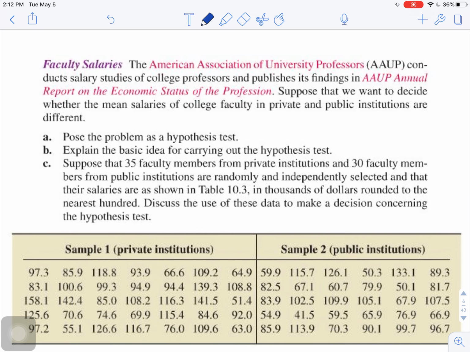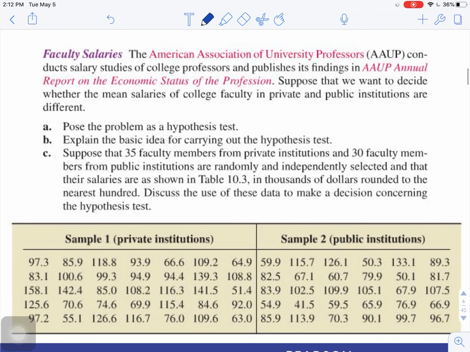The purpose behind that was just to get you thinking about two different populations. So here we're going to do the faculty salaries, and it's going to be the faculty salary from a private institution and from a public institution. So first we want to talk about what is the hypothesis test that we might be posing. We're checking to see, are the mean salaries of the private institutions and the public institutions the same or different?